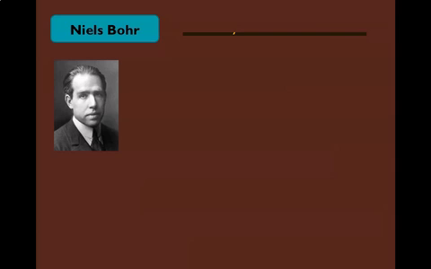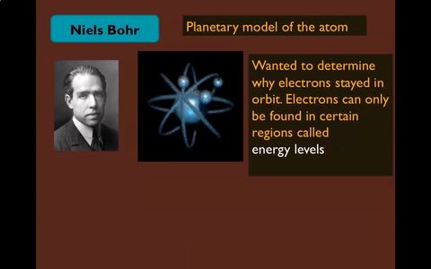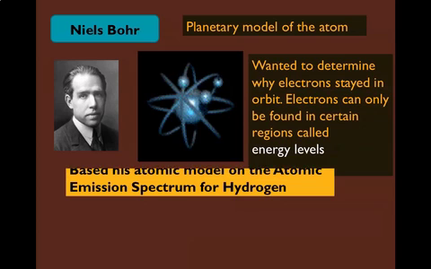Okay, so then, after that happened, Niels Bohr came along, and he started doing some of the work with the electrons, and he came up with the planetary model of the atom, which is a picture that you see a lot. It looks like this, okay? So that looks kind of like the planets. They're on an orbit. Okay, so he wanted to figure out why they would stay in an orbit, and he determined that electrons can only be found in certain regions called energy levels. So it has to do with how much energy an electron had.